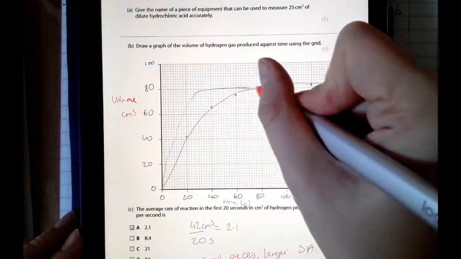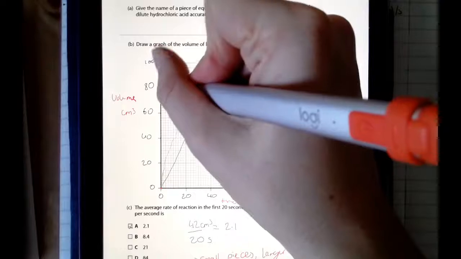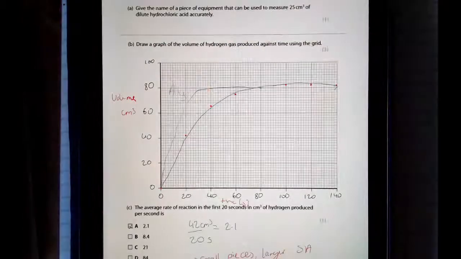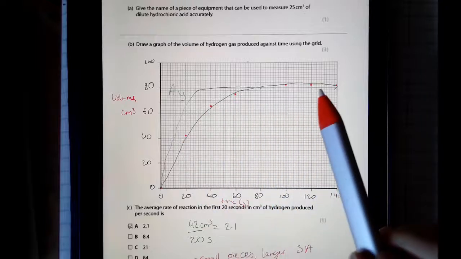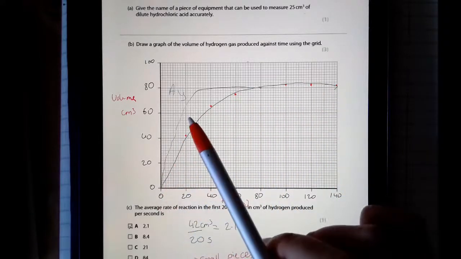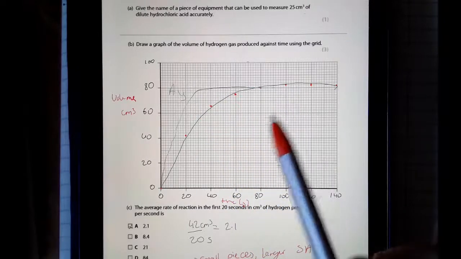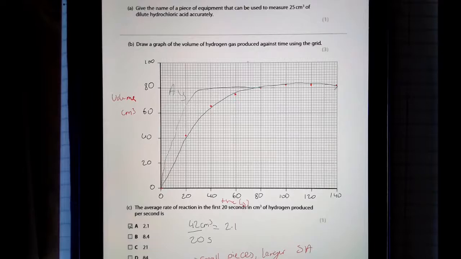But although I'm making it steeper, increasing the surface area doesn't increase the amount of products that you are forming, and overall, your graph should level off at the same place. So I need to draw it steeper to show that the reaction is faster, but it needs to level off at the same place to show that I'm not making more product by simply increasing the surface area.